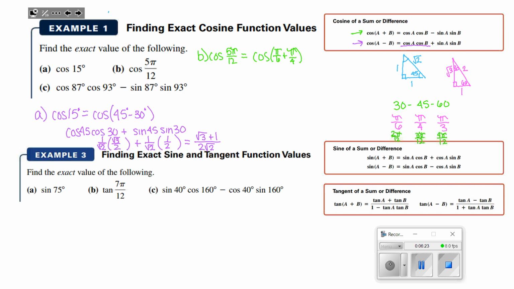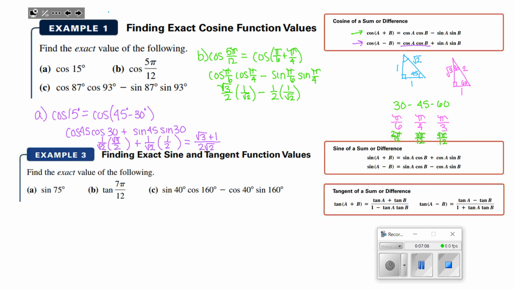So I'm going to write cosine pi over 6, cosine pi over 4, minus sine pi over 6, sine pi over 4. So we know the cosine inside of pi over 4. Pi over 6, again, is 30 degrees, so we can get those numbers from the one that we just did. So we're going to end up with square root of 3 over 2, 1 over square root 2, minus, then 1/2, 1 over square root 2. So we end up with literally the exact same thing. There's just a minus between them.